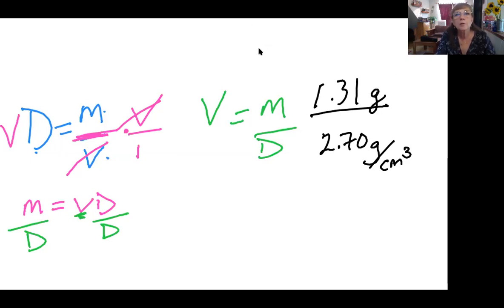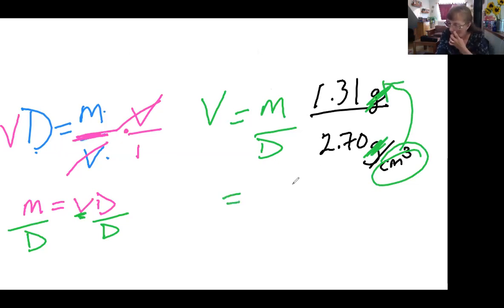So now I do my calculations, grams on top, cancel grams on bottom, centimeters cubed on the bottom goes into the numerator. My calculator spits out 0.485185.